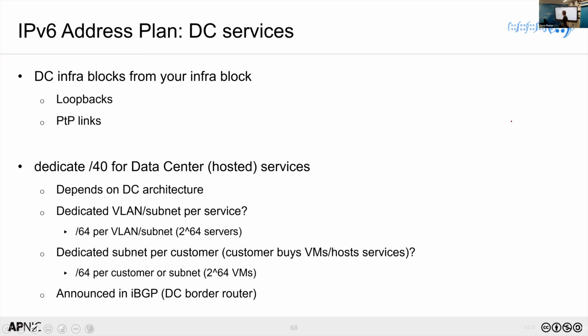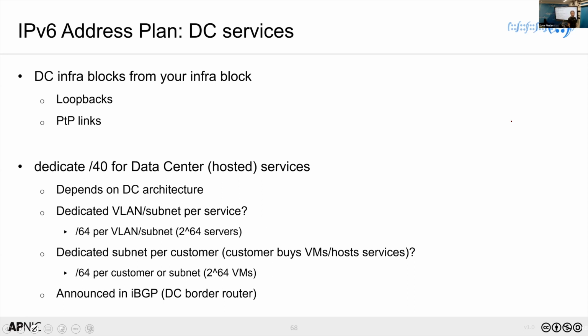So, what about your DC services? So your infra still does loopbacks and point-to-points. If you are running data center services and you are farming them out to other member entities, depending on how you do it will depend on your architecture. So again, reserve a /40 or bigger, and then you can dedicate a VLAN or subnet per service.